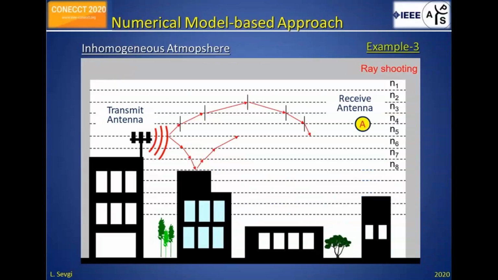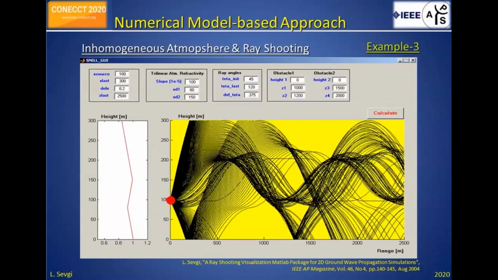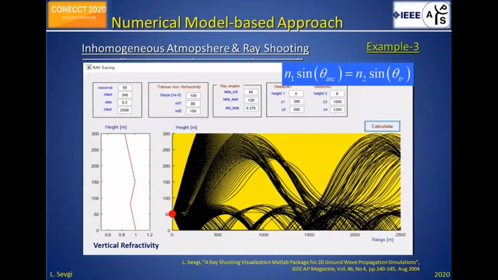And this is another approach, ray shooting, in which you apply Snell's law. So this is where you can observe ray paths for given refractivity patterns. If the inhomogeneous media changes bilinearly, then the rays are bent as shown on this slide. So if you change the location of the transmitter and the inhomogeneous parameters, then you get this picture. Another one here. So you can visualize ray paths through the inhomogeneous atmosphere for given conditions.